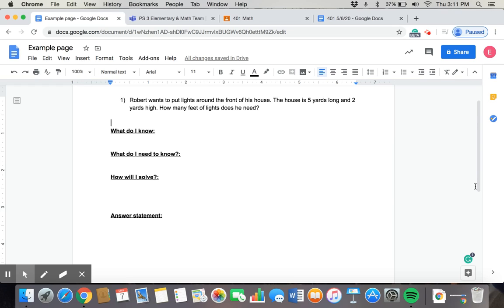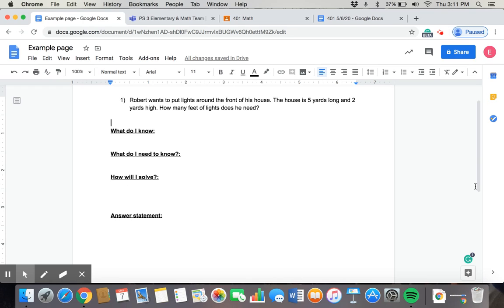Hello, fourth grade. Here is our second type of example problem we are going to be solving. There are two ways that you can solve this problem. Both ways will give you the correct answer. I'm going to talk about both ways, but I'm going to show you the way that I like to use, and I'll explain why I like to use that way.